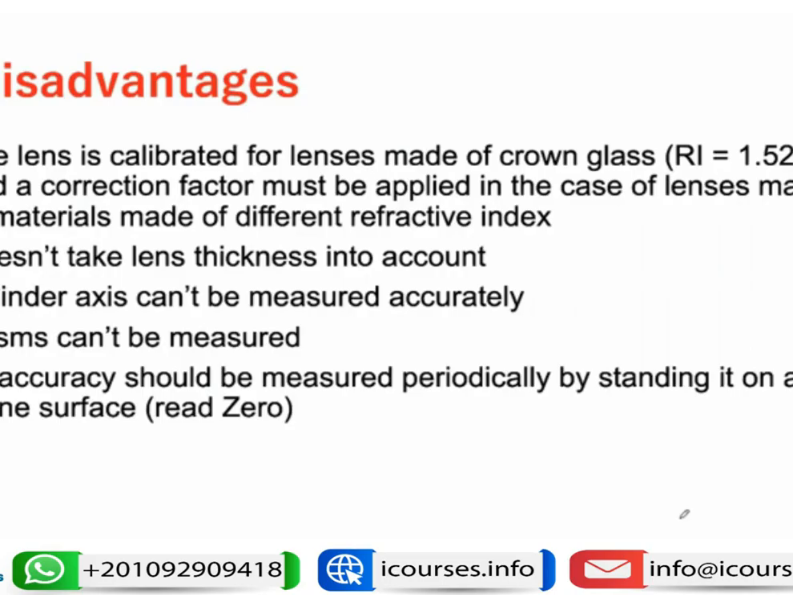The disadvantages of the Geneva method, which is why we don't use it anymore: the lens clock is calibrated for crown glass, which has a refractive index of 1.5. So if we use another type of glass, this will lead to different calibration and different measurement. Also, it doesn't take the thickness of the lens into consideration, and we cannot measure the axis of the cylinder accurately. So we cannot reproduce the result of cylindrical measurement, and we cannot measure the prism. And its accuracy should be calibrated on a regular basis.